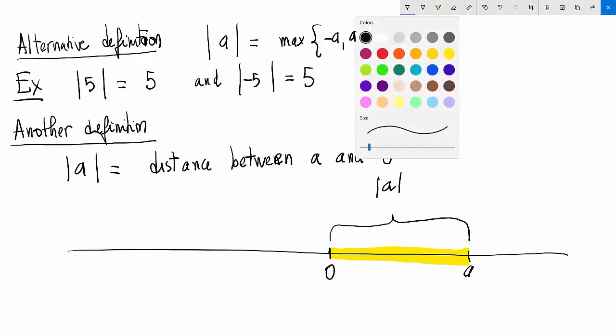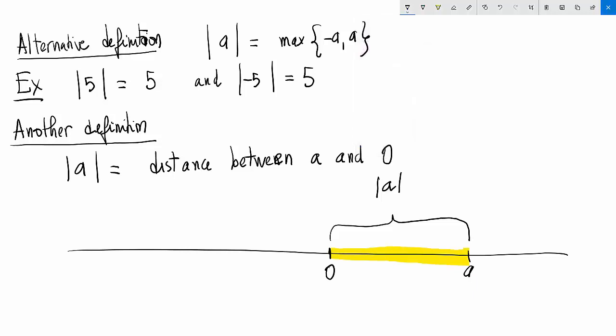It's also possible to take a number which I suppose is negative. So suppose B is negative, and if you compute the distance between B and 0, although B is negative, the distance between B and 0 is a positive number, and this is the absolute value of B.